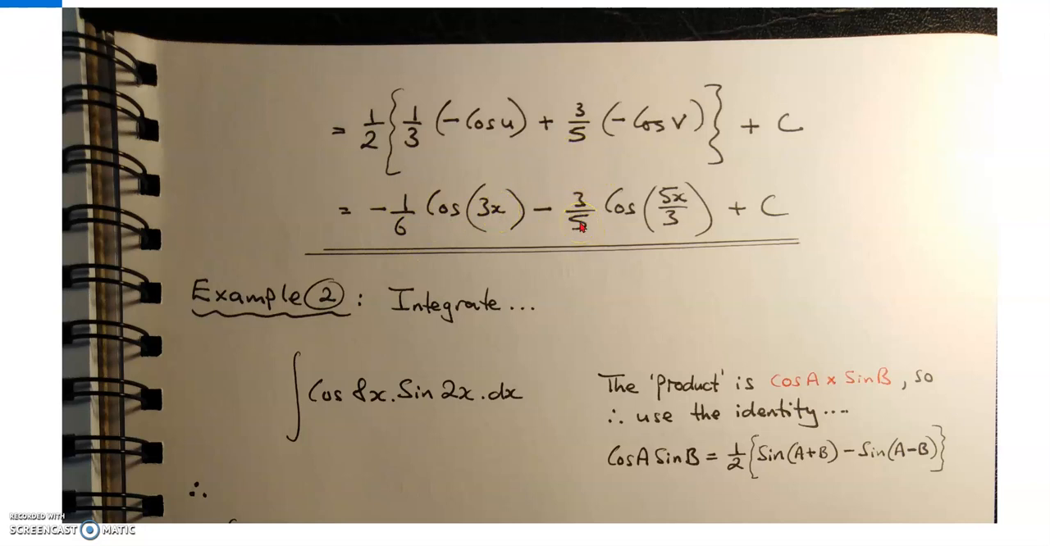There's a mistake. Yes, that should be 3 over 10. You see that half? You see that half there? It should have multiplied the 5. See how easy it is to make a mistake if you don't put these brackets in. I made a mistake. So that should say 3 over 10, not 5, cosine of that. But don't forget the constant of integration.